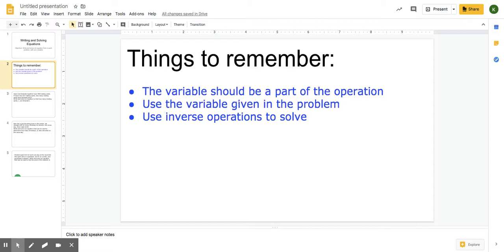We want to use the variable given in the problem, so if they give a specific letter, we want to make sure we use that. And then to solve the equation, we want to use inverse operations.